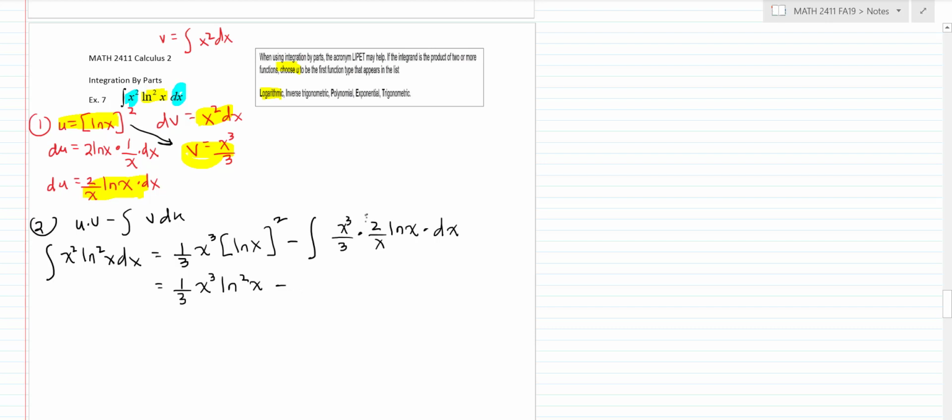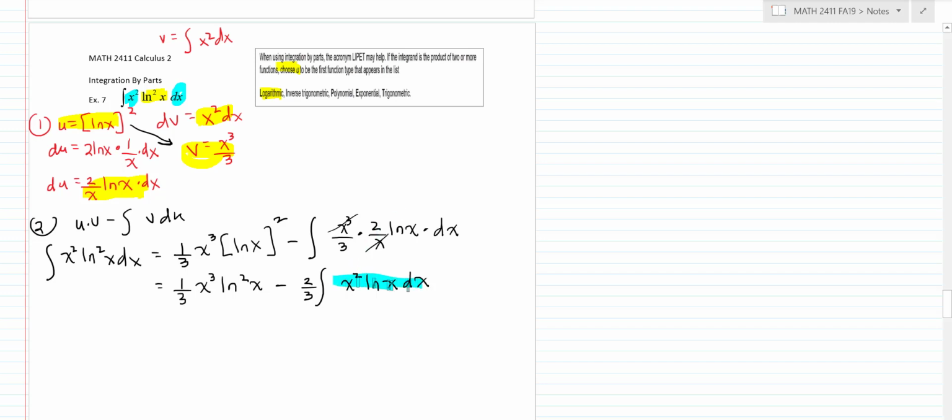Using that shorthand, over here 2/3 could come out of the integral. So you'd have 2/3, and then x to the third over x would be x squared. So you would have the integral of x squared ln of x times dx, with the 2/3 coming out. So we've made it through one rotation of parts.